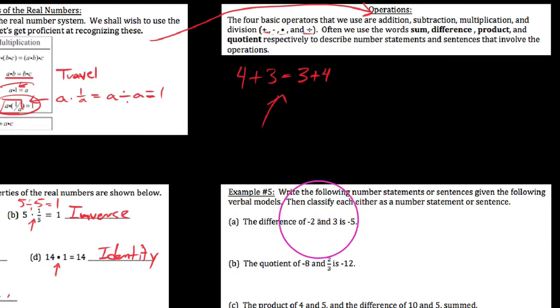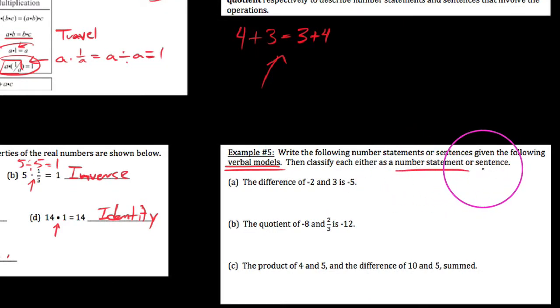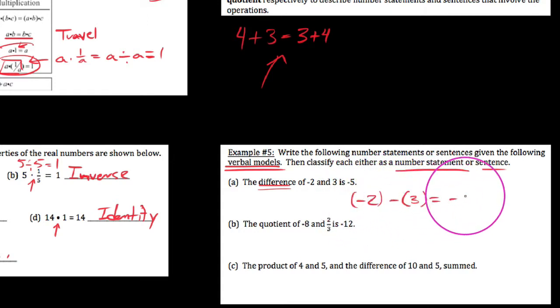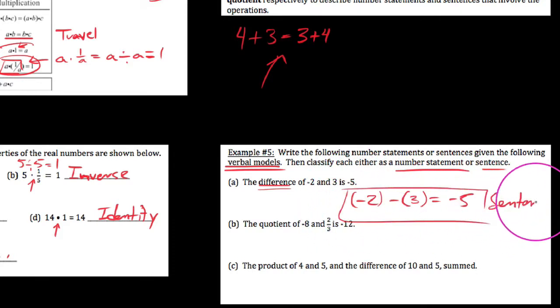So down here, what I've got is just some number sentences, okay, complete thoughts. What I want to do is I want to write some verbal models, which kind of shows up in algebra quite a bit. And then we're going to classify it either as a number statement or a sentence. So for example, it says the difference of -2 and 3 is -5. And the key word here being difference, we say, well, what's a difference? Sum, difference, product, quotient. This is subtraction. So we say the difference of -2 and 3 is -5. So we'd say -2, we can put that in parentheses even, and a difference with +3 is -5. And I notice that this is a complete thought. So this is a number sentence.